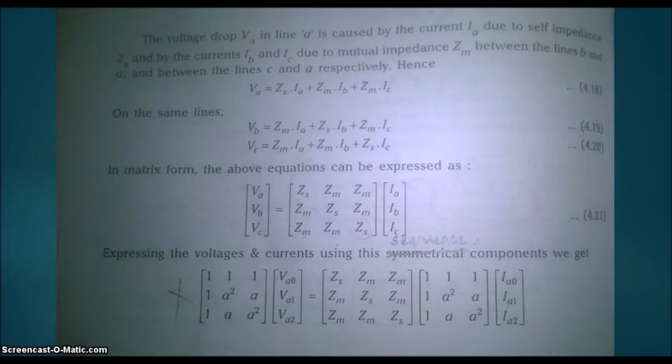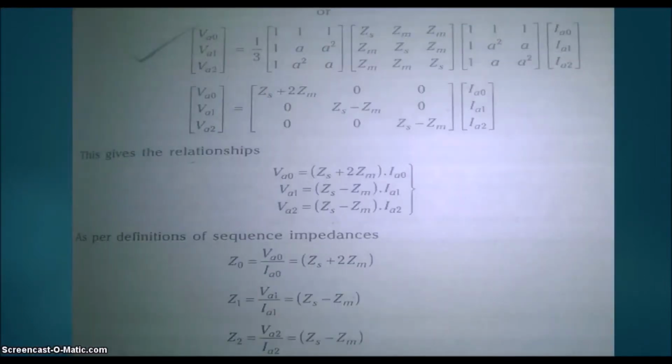Similarly, we have the equations for VB and VC also. In a similar way, we combine these three equations and get them in matrix form. As you can see, it's a 3x3 matrix of VA, VB, VC. Continuing from Abhishek Gupta, as you can see, we have derived the equations for voltages, that's VA0, VA1 and VA2.